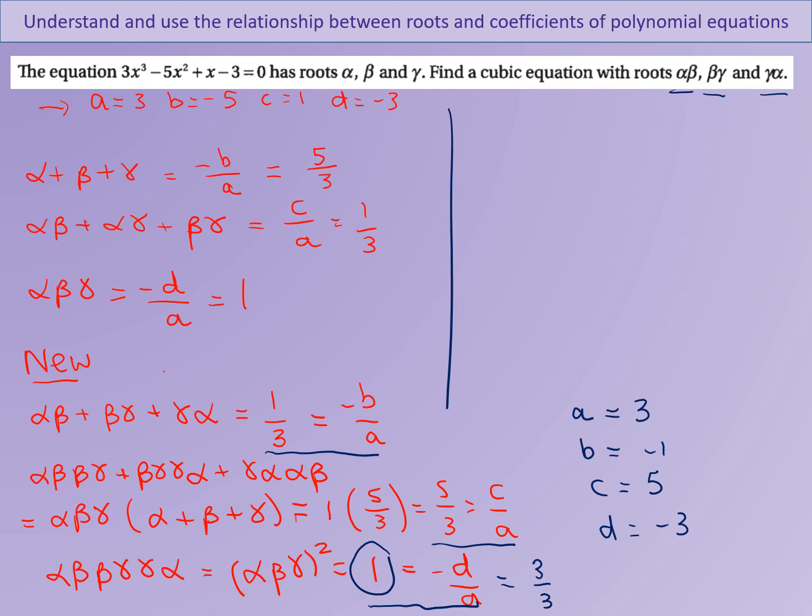So when we write out the new equation, that would give us 3x cubed minus x squared plus 5x minus 3 equals 0.